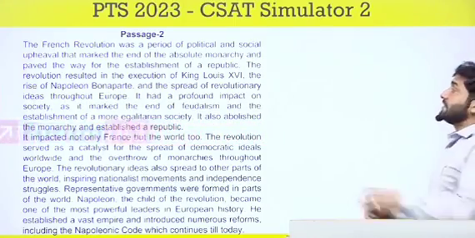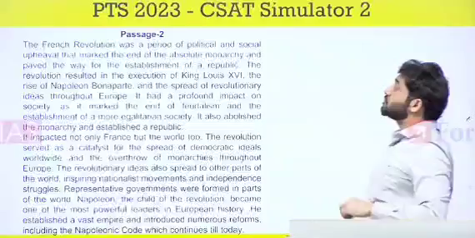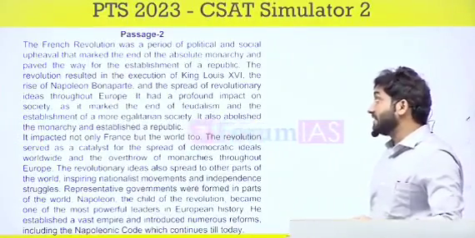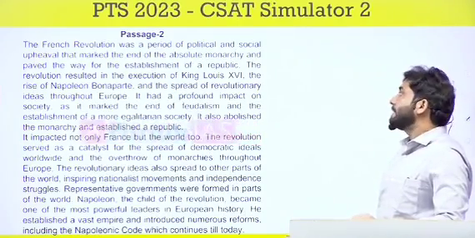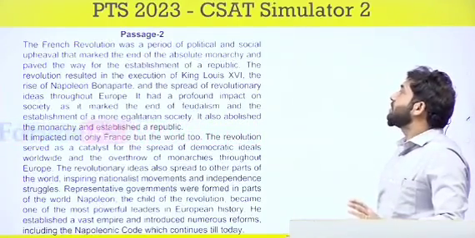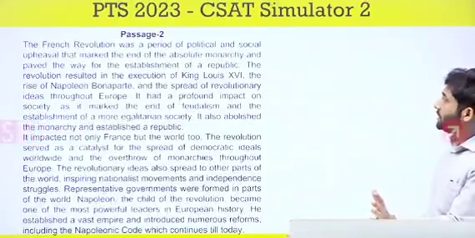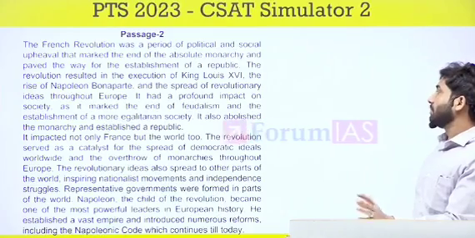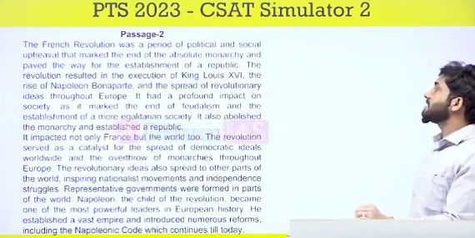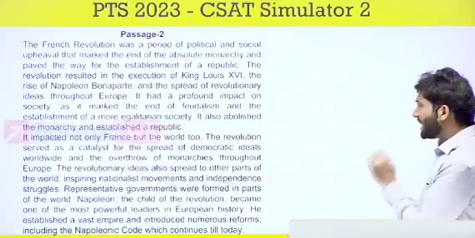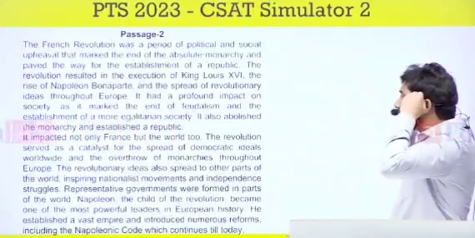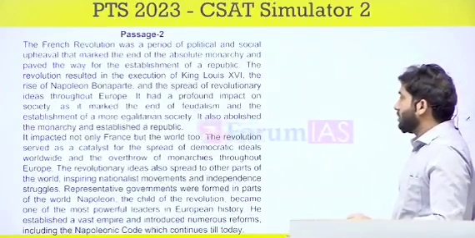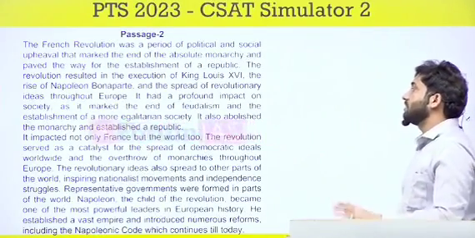Okay. So the French Revolution was a period of political and social upheaval that marked the end of absolute monarchy and paved the way for the establishment of a republic. The revolution resulted in the execution of King Louis XVI, the rise of Napoleon Bonaparte, and the spread of revolutionary ideas throughout Europe. It had a profound impact on society as it marked the end of feudalism and establishment of a more egalitarian society. It also abolished the monarchy and established a republic.